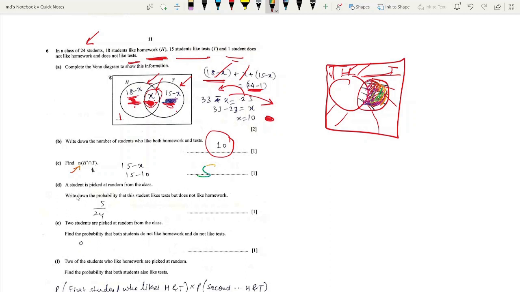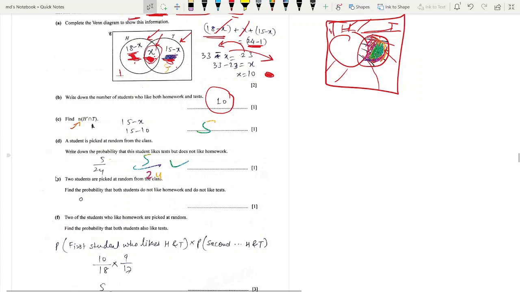Okay, now come to the D part, that is a student is picked at random from the class, I mean out of 24. Write down the probability that this student likes test but does not like homework. Okay, likes test and does not like homework. So only this part, right? So we have to select a student from this part. We found this part was 5. So this is 5 over, and the total students were 24. So 5 over 24, you can check. So you can write, I'll go for red. Okay, I hope you understood.